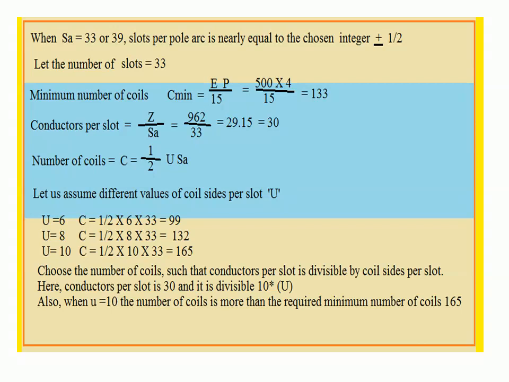Hence, you have to choose the number of coils such that conductors per slot should be divisible by coil sides per slot. Here conductors per slot is 30 and it is divisible by U equal to 10. When U equal to 10, the number of coils is also more than the minimum number of coils required. The minimum number of coils required is 133. Now for U equal to 10 we are getting 165.